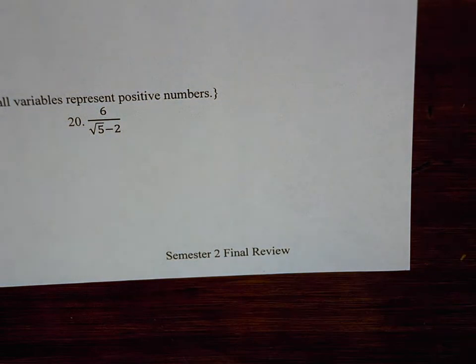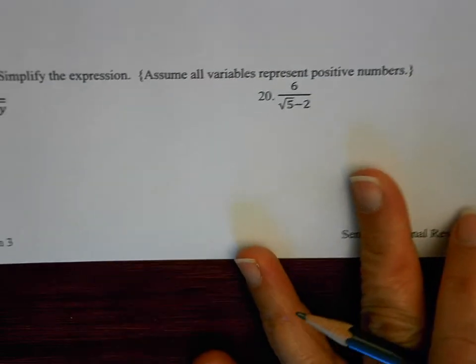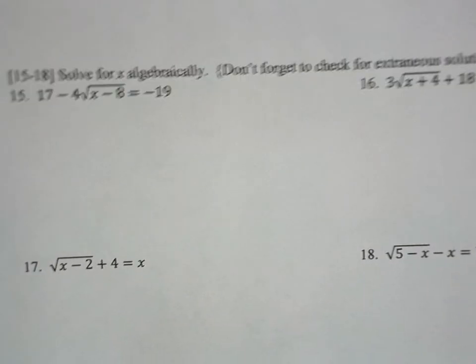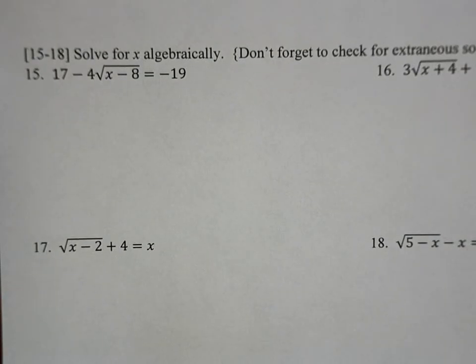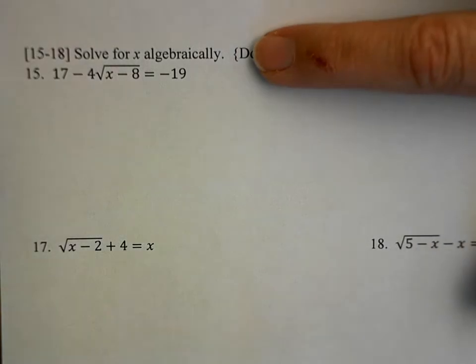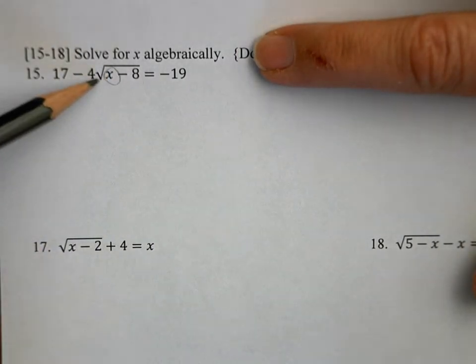So let's take a look at some solving. So let's look at number 15. For number 15, I want to solve for x algebraically. So that means I need to isolate the x, get it by itself. So I need to get rid of the 17, the 4, the square root, and the 8.